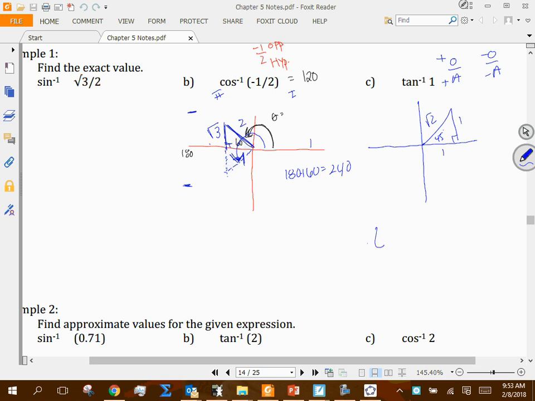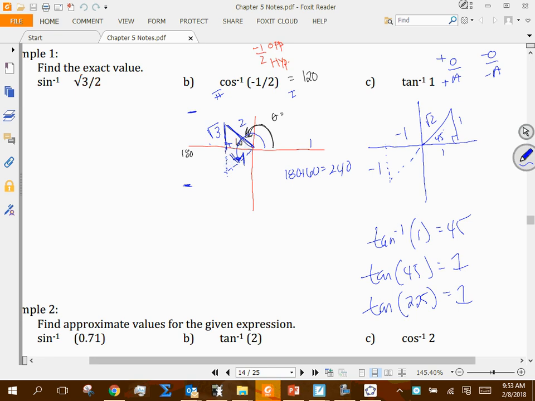So that means that if I type in tan inverse of 1 on my calculator, it's going to spit back 45. Or if I type in tangent of 45, what's it going to spit back? 1. What other number can I put in there that's going to spit back 1? Good, 225. Okay? Because down here, we got that congruent triangle, or that's -1 and that's -1. That quotient is still +1, right?